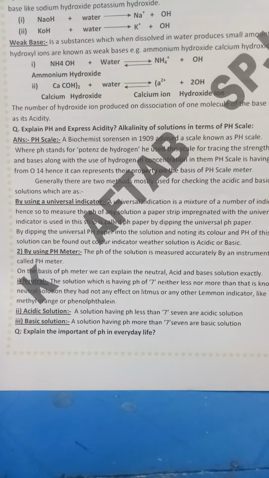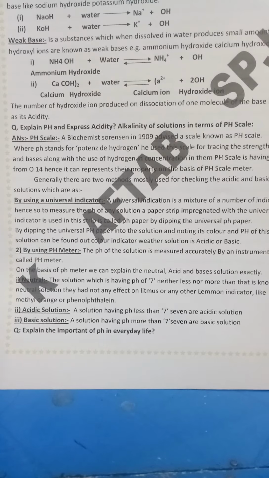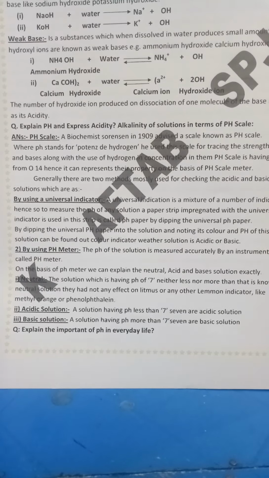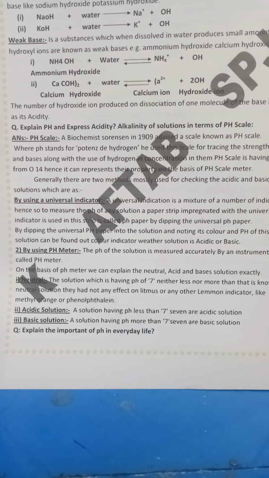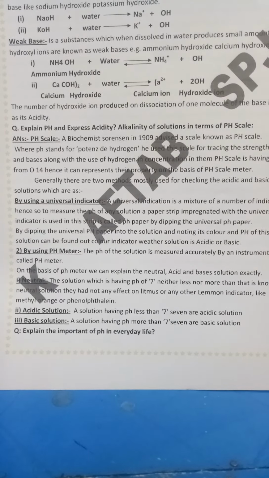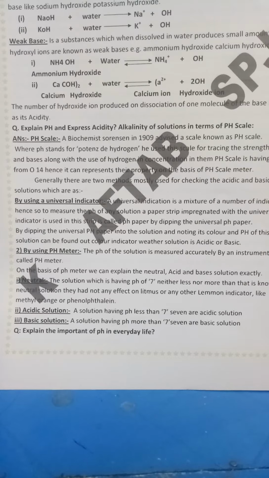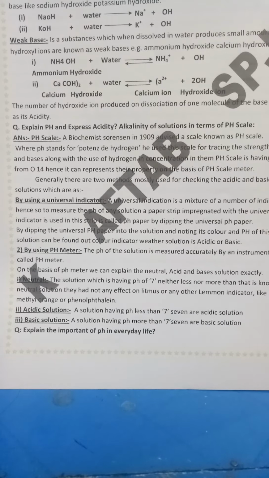Today our topic is to explain pH and express the acidity and alkalinity of a solution in terms of the pH scale. First of all, I will explain what the pH scale means.